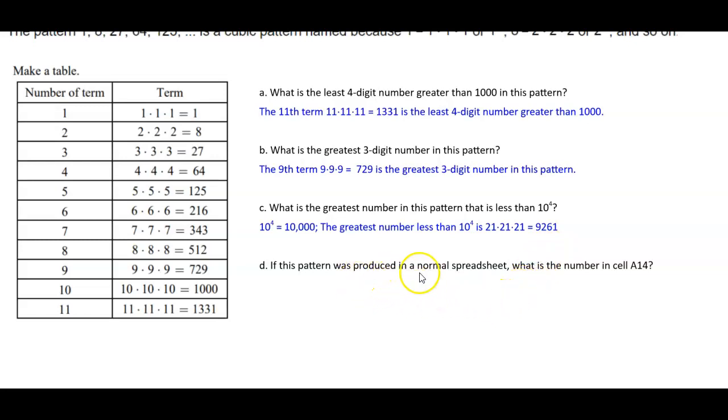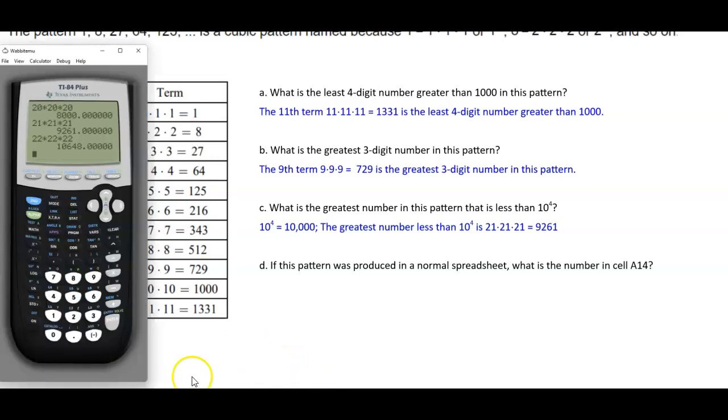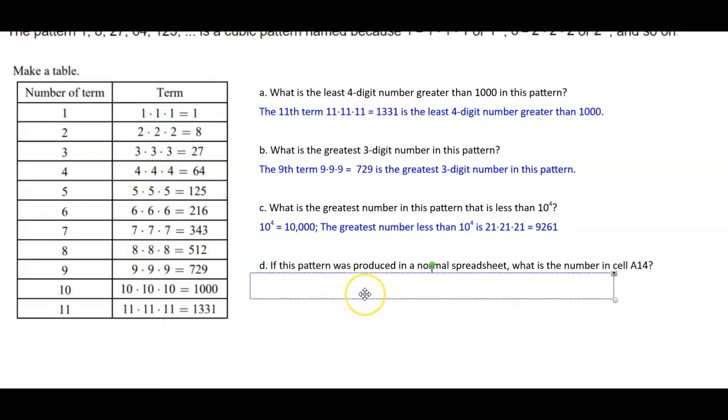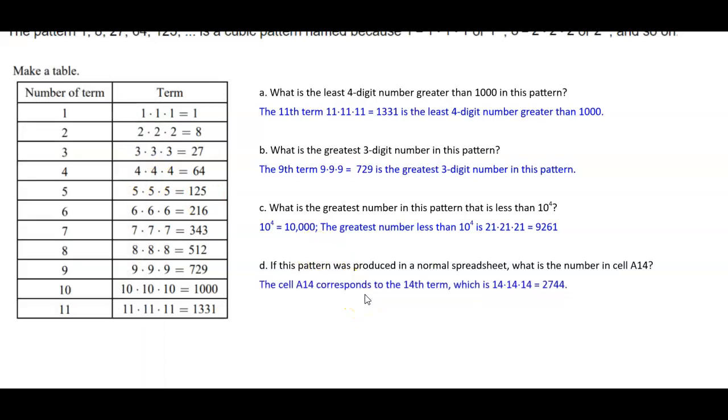Now, if this pattern was produced in a normal spreadsheet, what is the number in cell A14? Well, that means if we go all the way down here, this is cell 11. So 14 would be 14 times 14 times 14, which is 2,744. So the cell A14 corresponds to the 14th term, which is 14 times 14 times 14, which is 2,744.